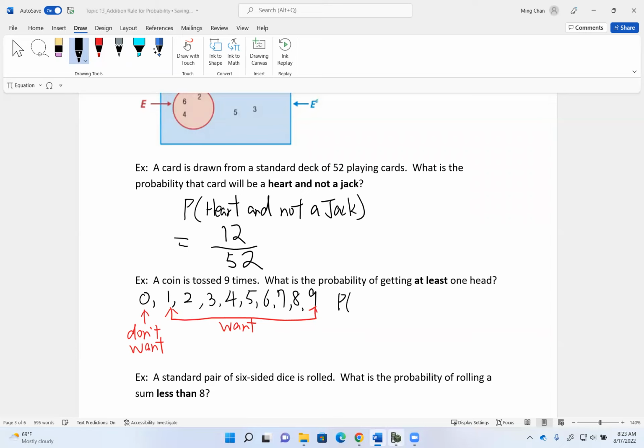So the probability of at least one head is: take the total probability, which is always 100%. So take a 1, which means 100%, and subtract the probability of 0 heads. If I can figure out the probability of getting 0 heads and subtract it from 100%, then the rest of it is what I want. Okay, so that's the idea of the complement rule: figure out what you don't want, and subtract from 100% to get what you want, because what you want is a lot of ways.